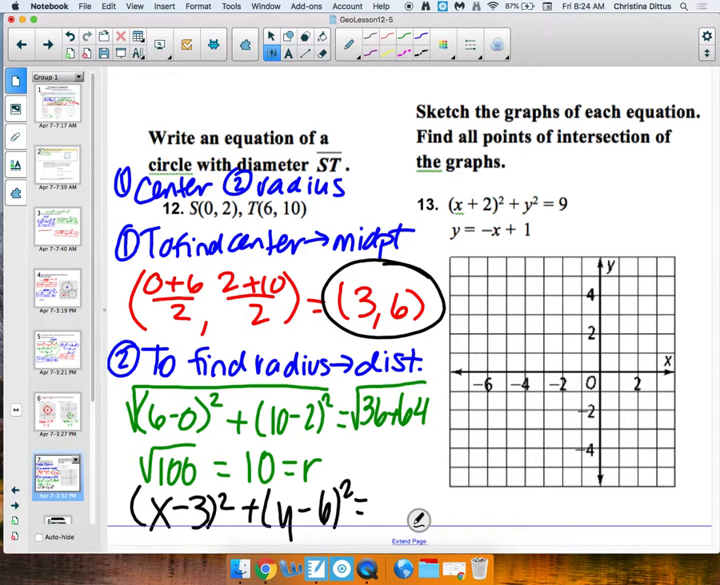Okay, question, these points that we used are what? Is it our radius? Is it our diameter? It's our diameter. So that's my radius, 5. Squared, so it'd be 25.